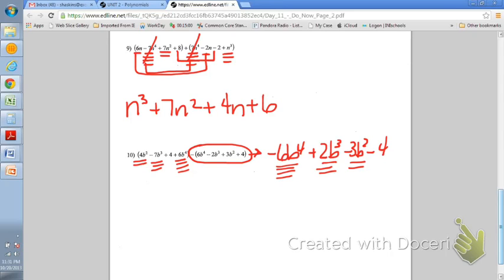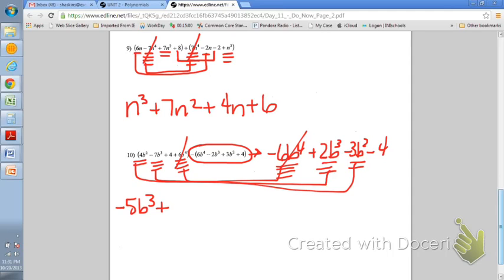Combine your highest degrees first. It is a 0 pair because we have a positive and a negative 6b to the fourth, so just cross them off. Then combine your third degrees. They're opposite signs, but the bigger sign's negative, so we'll have a negative. 7 minus 2 is 5, b to the third. Then our second degrees. Opposite signs again, but this time the bigger sign is positive. 4 minus 3 is 1, b to the second. I don't need to write the 1, but you can.